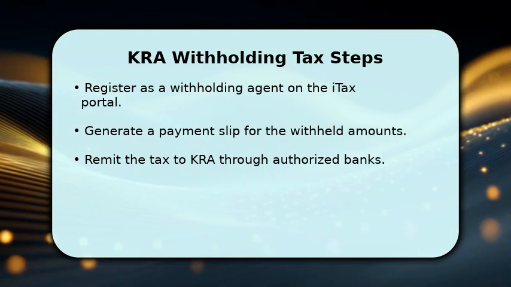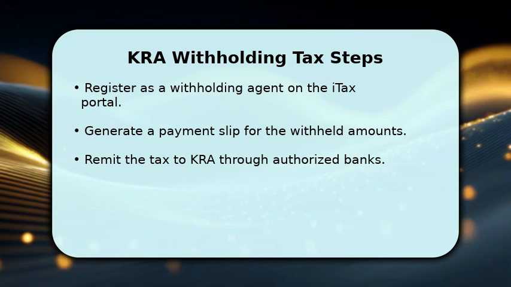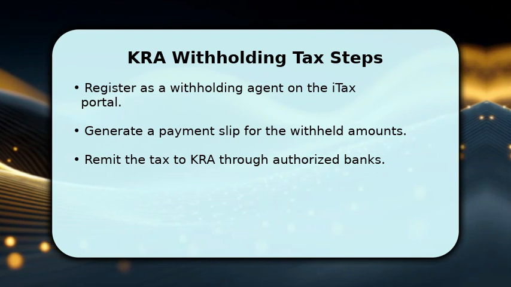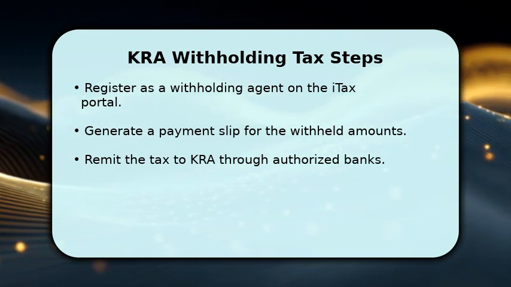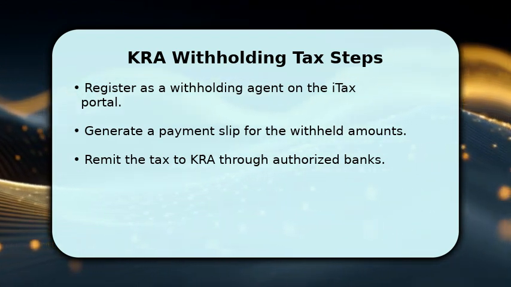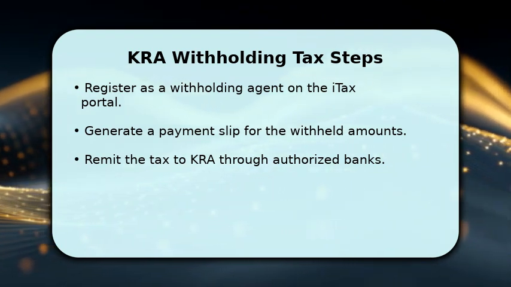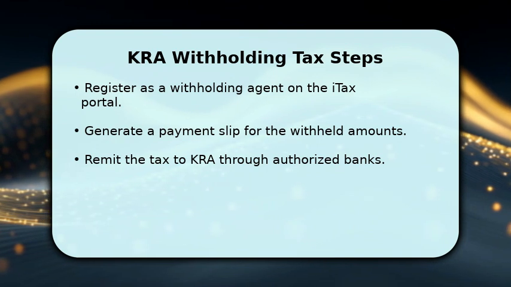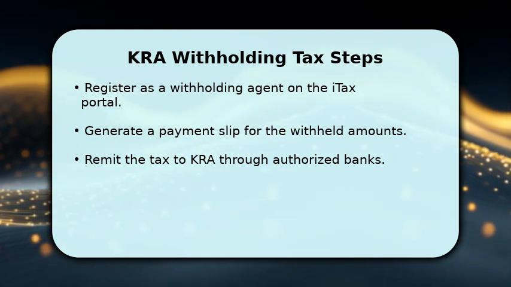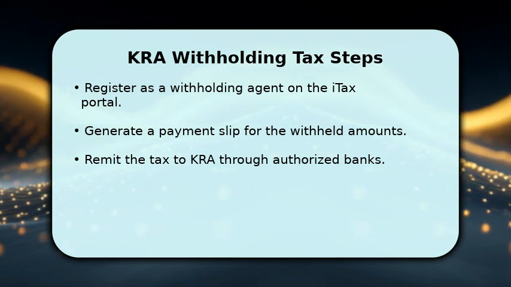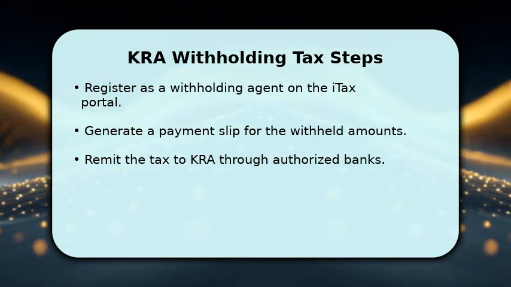To begin, ensure you are registered as a withholding agent on the KRA tax portal. Once registered, you'll need to generate a payment slip for the specific amounts you've withheld. This slip is essential for the next step. You can then proceed to remit the tax to KRA through any of their authorized banks. Remember to keep all your records meticulously organized for future reference and audits.